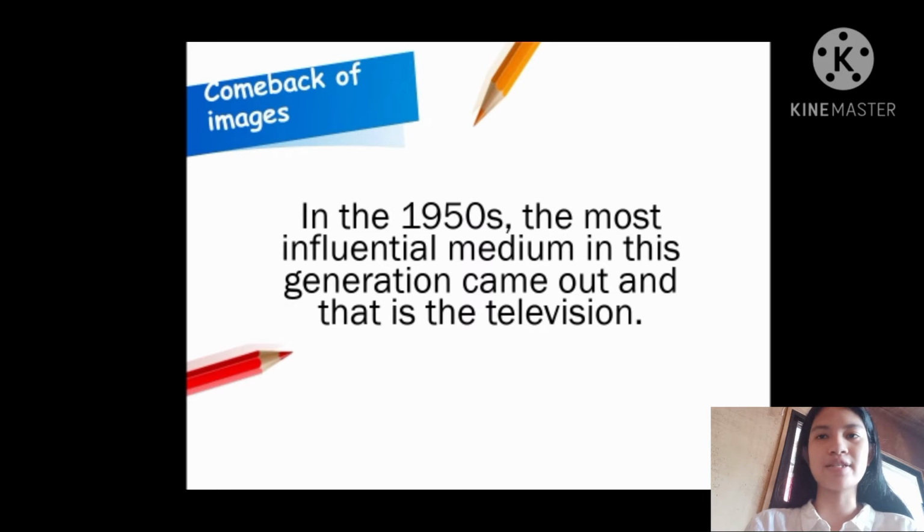In the 1950s, the most influential medium in this generation came out, and that is the television. Television has to do with the strategies of learning in this generation. It has a strong influence and impact in this generation. The children learn easily through YouTube and watching cartoons.